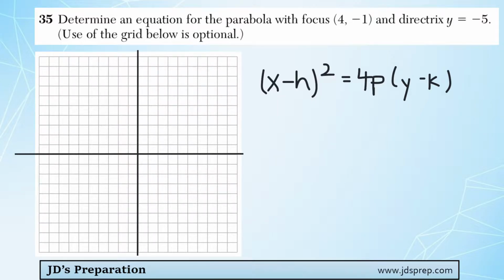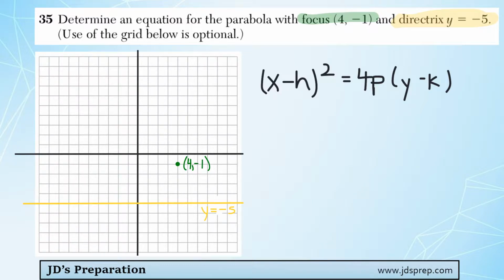With any problem involving a parabola that involves the focus and a directrix, I always say it's easier to handle if we draw it. So I know it says the use of the grid below is optional, but we're definitely going to use this grid. Let's start by labeling the focus. It is at the point (4, -1). And we should also label where our directrix is, the line y equals -5.